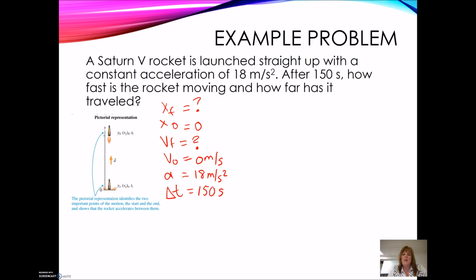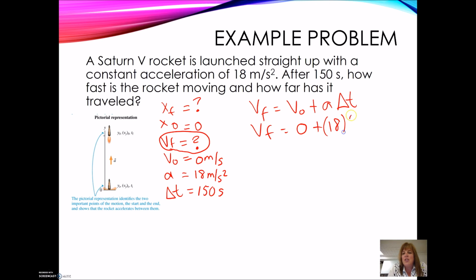All right, so I have information about initial position and velocity, acceleration, and time. And I want to find out, first, how fast is this rocket moving? So I want to solve for my final velocity. Well, we're going to go with the easiest equation we have, and that's this one. V final is equal to the initial velocity plus the acceleration times time. So I can just fill this out, and I have 18 for my acceleration and 150. So I just have to multiply those 2 things together, easy peasy. And when I do that, I find I'm going pretty fast.